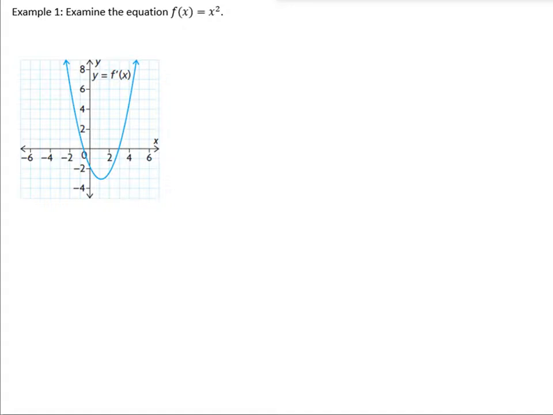For example 1, let's just examine the equation f of x equals x squared. We've seen this since grade 10, but now we're going to take a look at this in a calculus approach. So let's talk about intervals of increase and decrease. So this graph is increasing and decreasing.